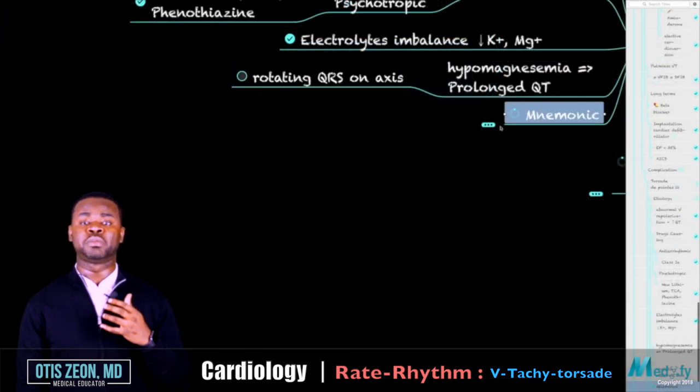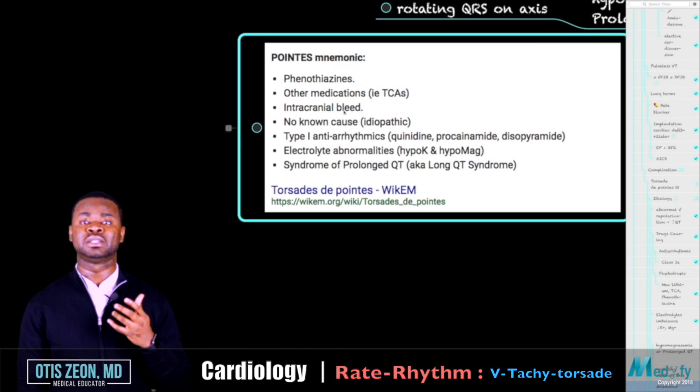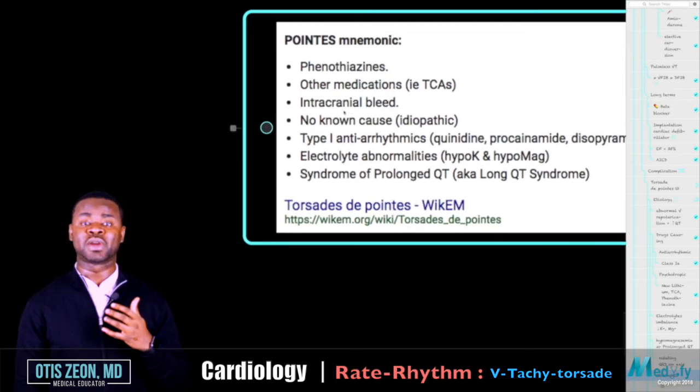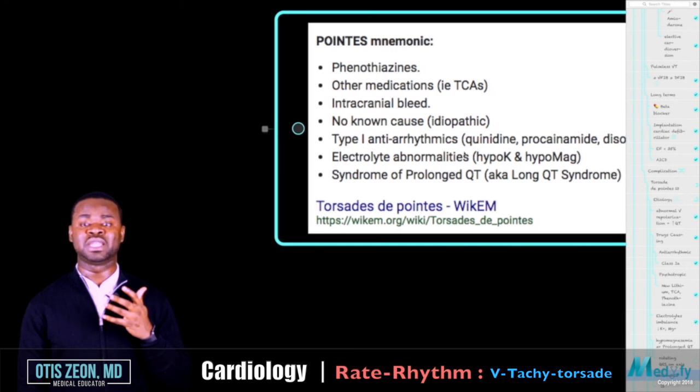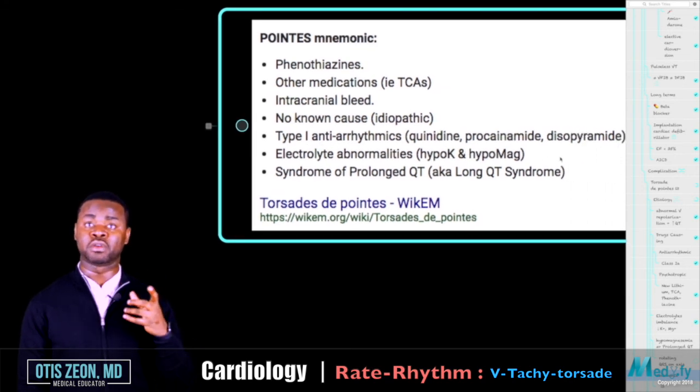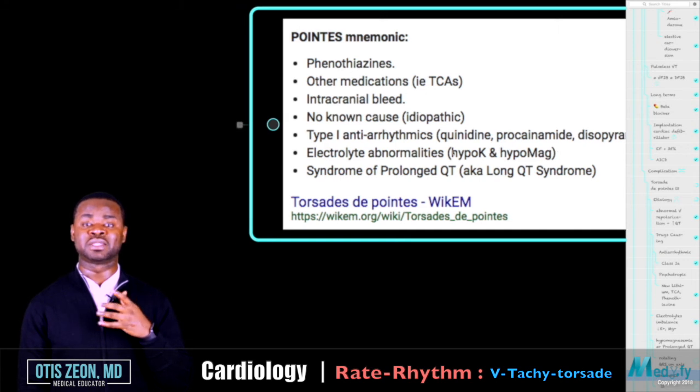You also have the mnemonic that people like to memorize, and again, you can memorize it. It's not so much how you have to memorize it, but it's here. It's called POINTES. Just like in the name, twisting of the points or torsade de pointes. You have phenothiazine, you have other medications such as TCA, you have intracranial bleeding, you have idiopathic causes of it, you have type 1 antiarrhythmics such as quinidine and procainamide and disopyramide, which is the third of the type 1 antiarrhythmics. You have electrolyte disturbances such as hypokalemia and hypomagnesemia, and then you have prolonged QT syndrome, aka long QT syndrome. This is more of a genetic cause that happens and it's idiopathic.